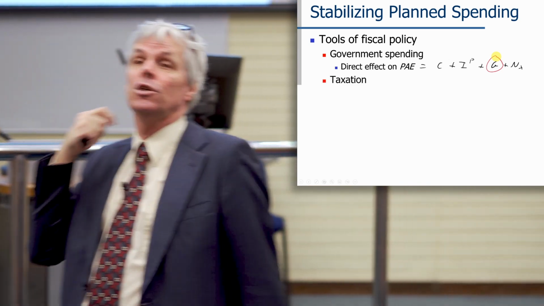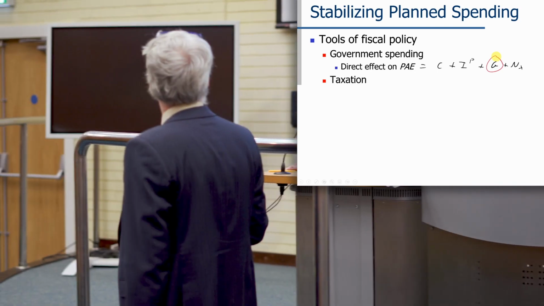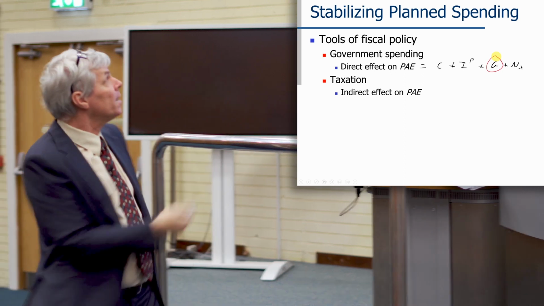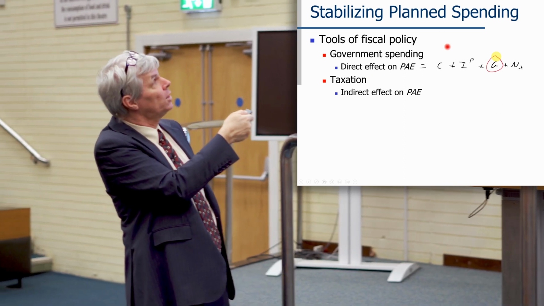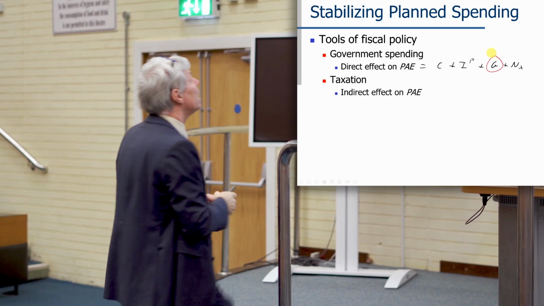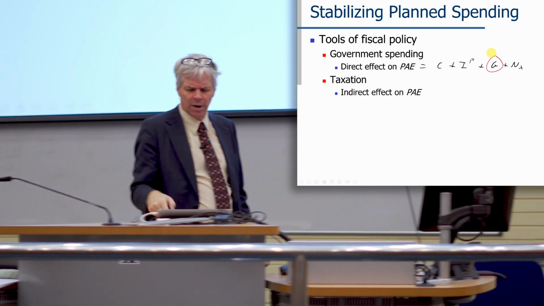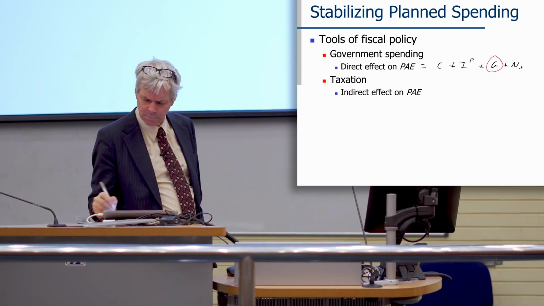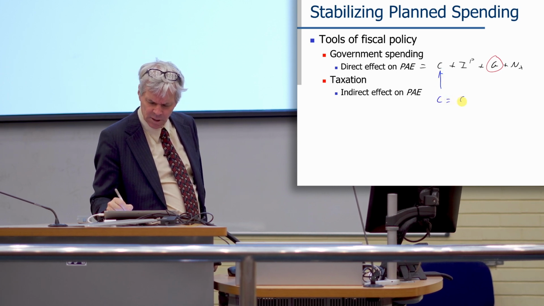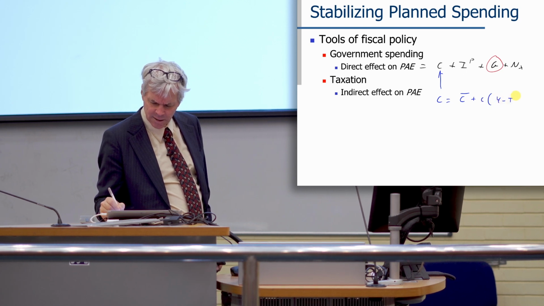The other thing we can do is change the tax rates, so we can change how much we're taxing. This has an indirect effect on planned aggregate expenditure, because there's no T in there. So where does that come from? Well, C itself depends on T. If you'll remember, C was equal to C bar plus little c (Y minus T).